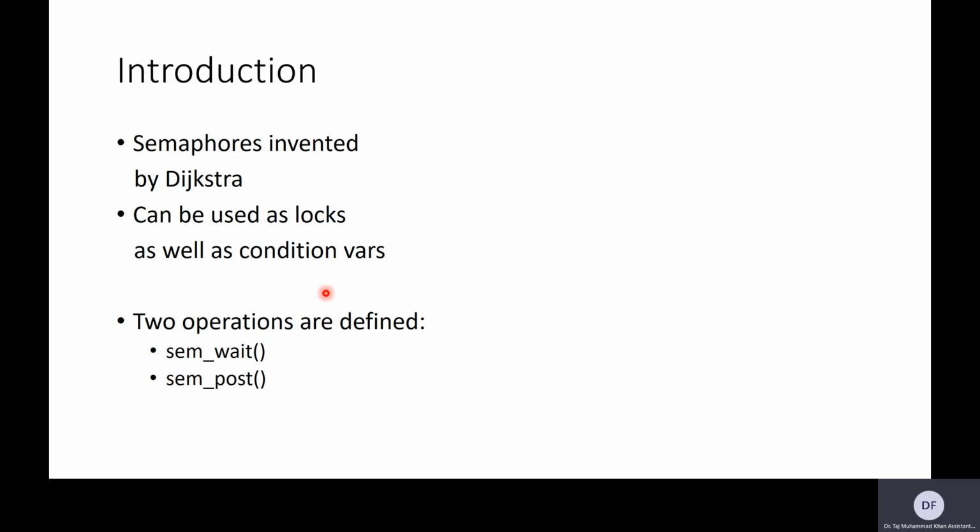So semaphore again is an abstraction, a data structure provided by a library or operating system, and there are two operations defined on semaphores. One is semWait and the other is semPost. Okay, so semaphores are, as I said, data structures. You can define variables of type semaphore, and on those variables you can perform these two operations called semWait and semPost. So what are these two operations and how do they behave? Let's see.